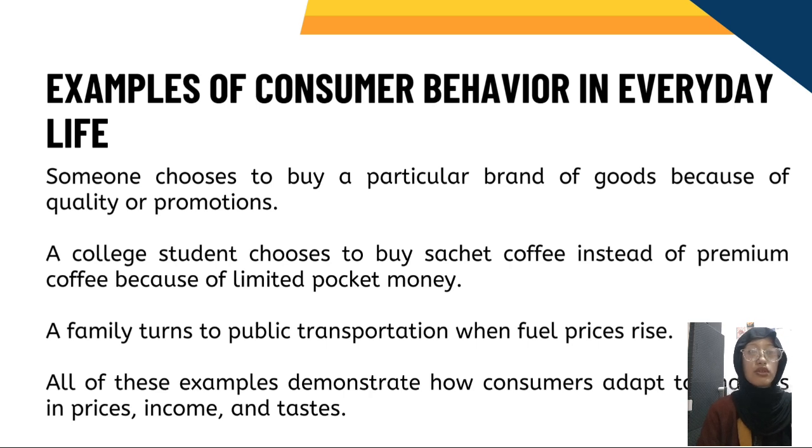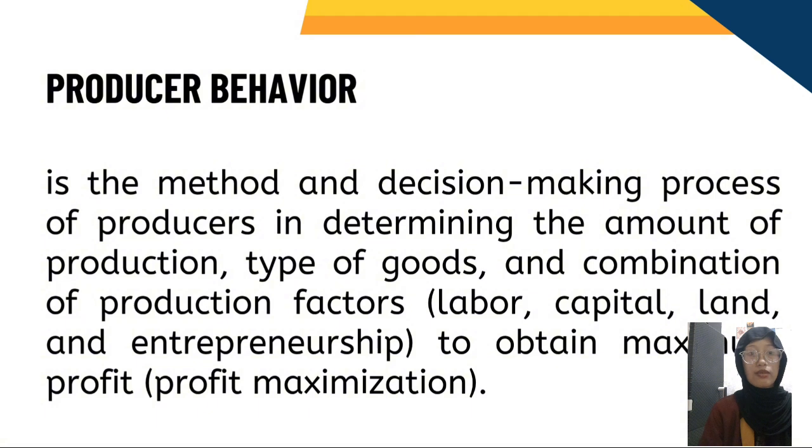The next is producer behavior. It is the method and decision-making process of the producer in determining the amount of production, type of good, and combination of production factors like labor, capital, land, and entrepreneurship to obtain maximum profit, or profit maximization.